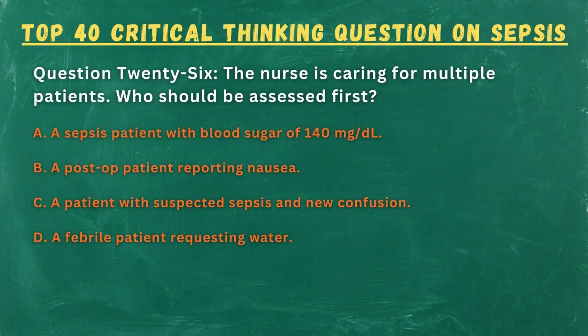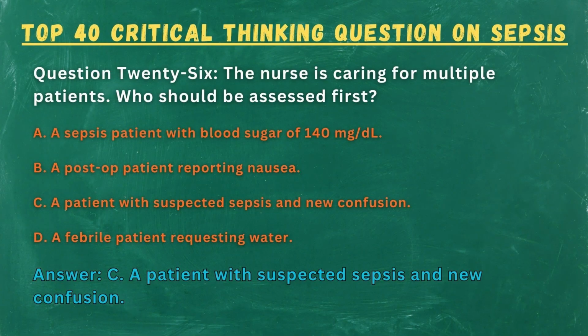Question 26. The nurse is caring for multiple patients. Who should be assessed first? A. A sepsis patient with blood sugar of 140 milligrams per deciliter. B. A post-op patient reporting nausea. C. A patient with suspected sepsis and new confusion. D. A febrile patient requesting water. Answer: C. A patient with suspected sepsis and new confusion.